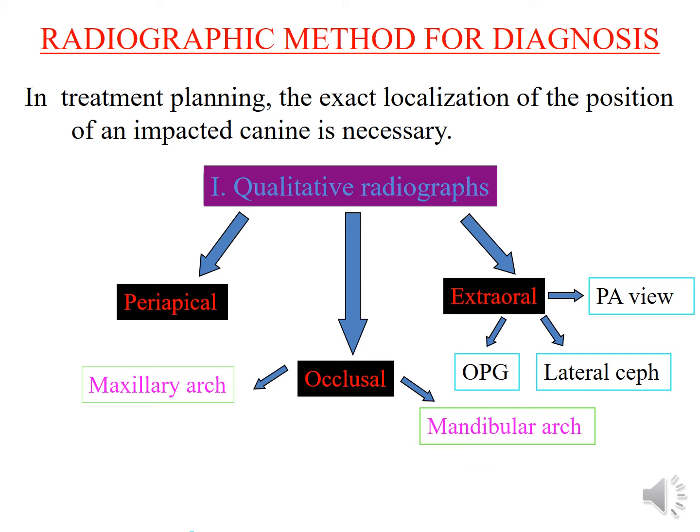The radiographic method for diagnosis. In treatment planning, the exact localization of position of impacted canine is necessary. The radiographs that are commonly taken are the periapical view. If we want to go for extraoral views, we can go for PA view, lateral cephalogram and OPG. PA view and lateral cephalogram are done if there is no OPG available. Otherwise, the choice for radiograph will be an orthopantomogram. Or you can go for an occlusal radiograph for both maxillary and mandibular arch.